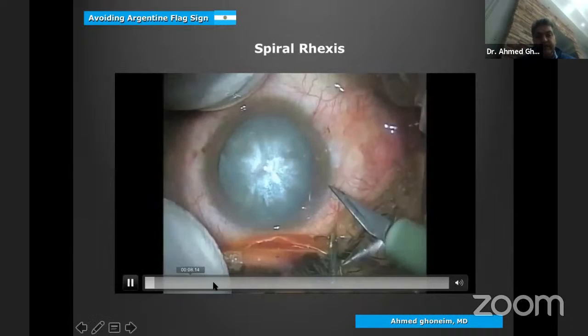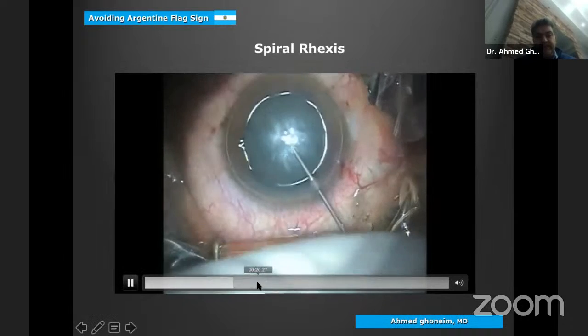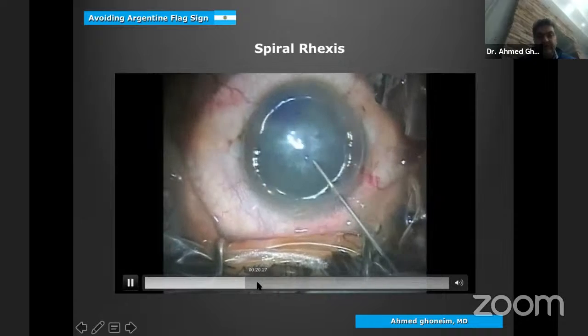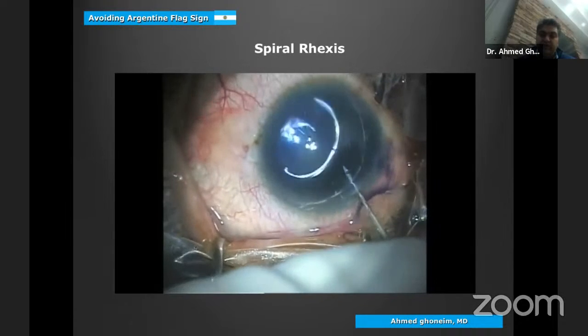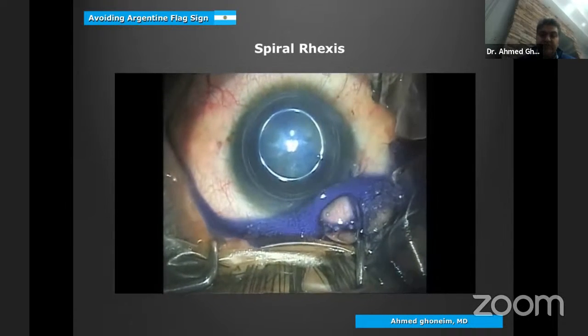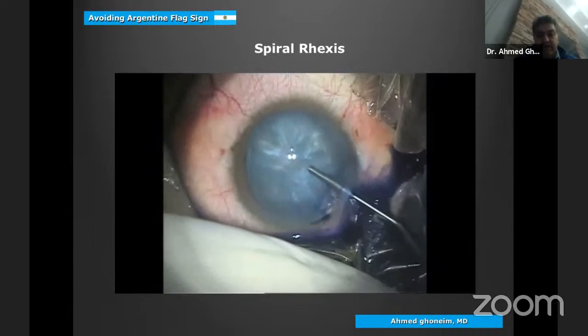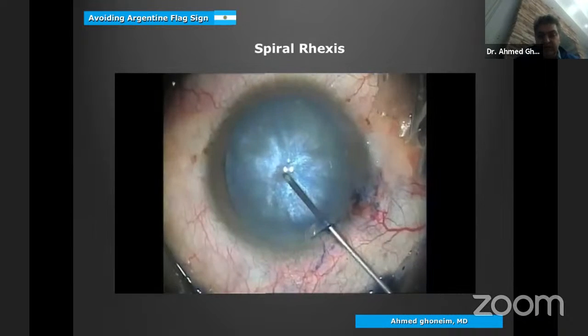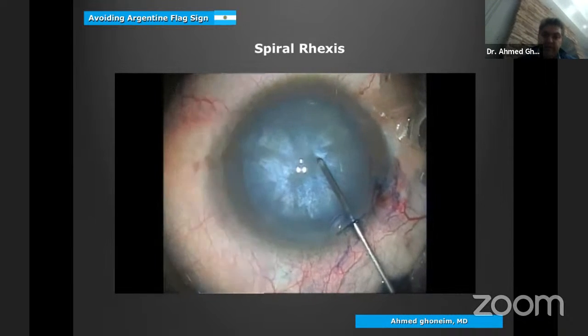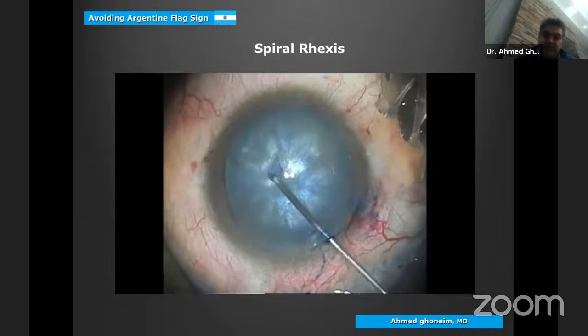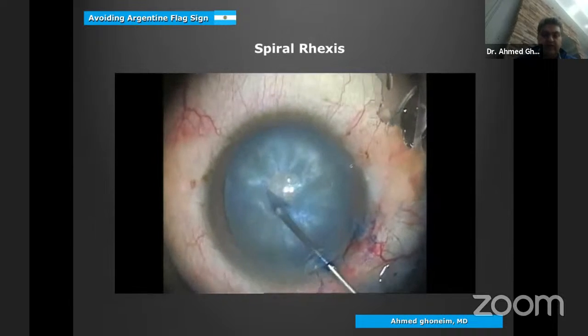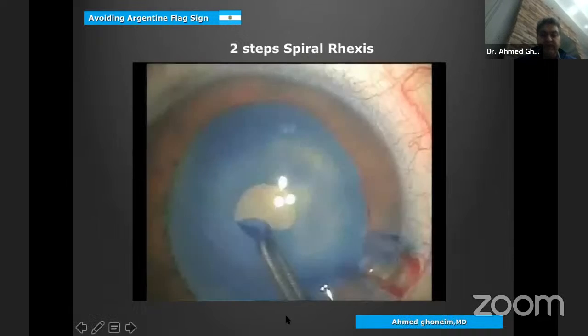Even in this case, exactly like the other case, I just stain, and I don't recommend to wash the stain, just inject your viscoelastic. Injecting the viscoelastic after injecting the stain keeps the endothelium untouched by the stain, even if you have to use a lot of stain, and you can continue your spiral rexis like here.